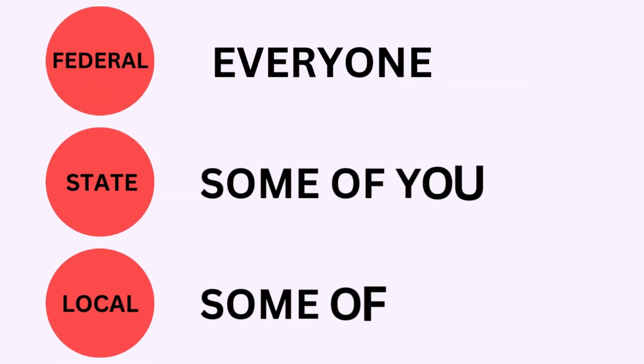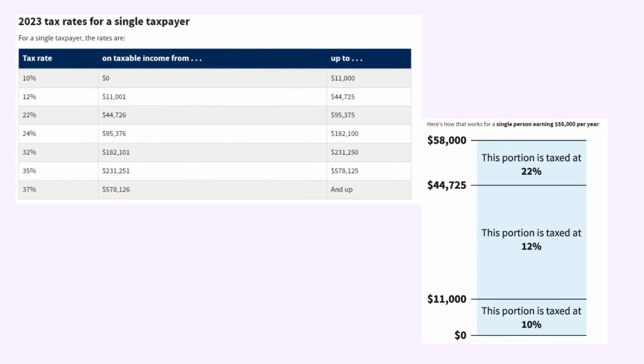I've mentioned before, when you are dealing with your Vine taxes, you must pay the big three, which is federal for everyone, state for some of you, and local for some of you. Now, again, I pulled this information from the IRS website to help individuals understand how to calculate their tax rate based upon the tax brackets, right?